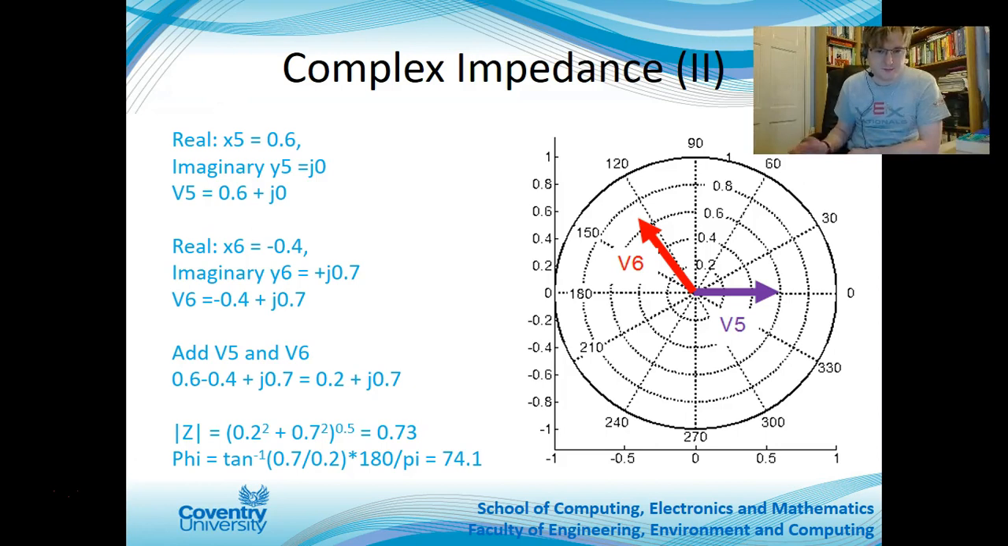Okay, so again, here's just some more examples. You've got a red vector here, a purple vector here, and essentially you can find the real and the imaginary coordinates. You can add them together, and you can find the phase. So that's just another example for you to have a look at.